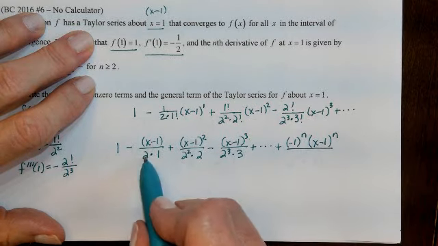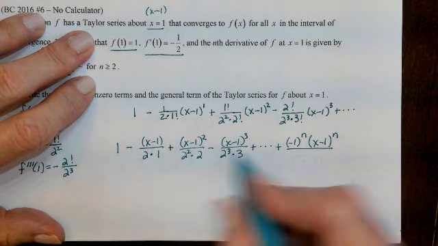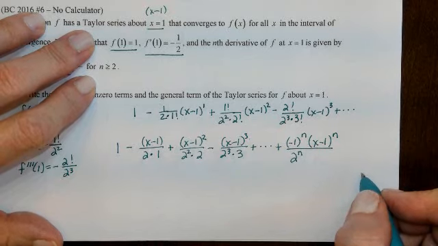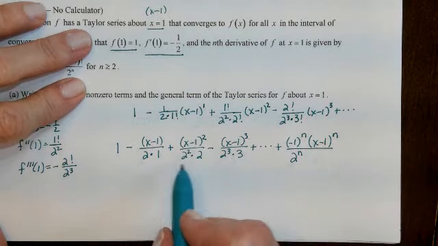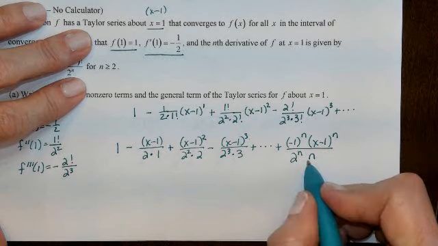And then this 2 to the first, 2 to the second, 2 to the third. The first one would be 2 to the 0, so 2 to the n will work. And then we have the n's down here, the 1, 2, 3. So this is just going to be an n there.